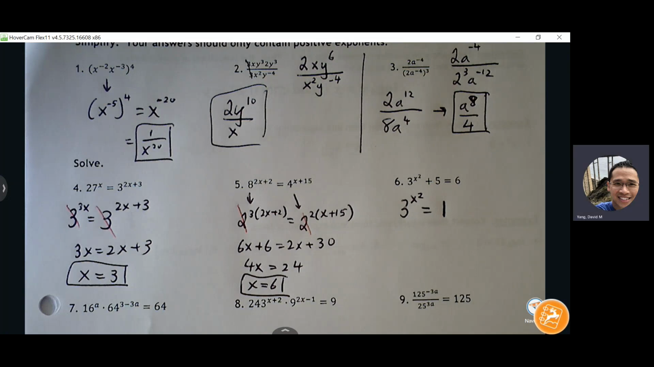4 raised to an integer power doesn't quite get to 8, so I'm going to force them both down to a base 2. 8 is 2 to the 3rd power, 4 is 2 to the 2nd power. Once I get the bases to match, I can drop the bases and focus on my exponents.